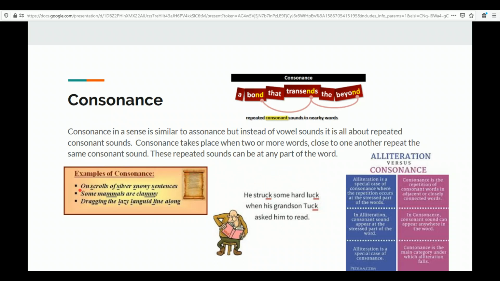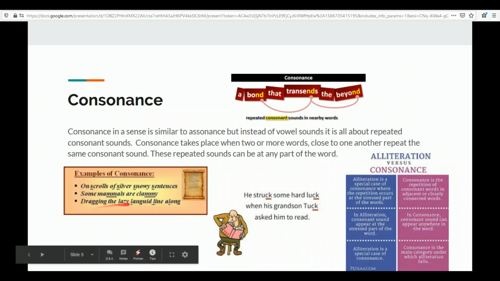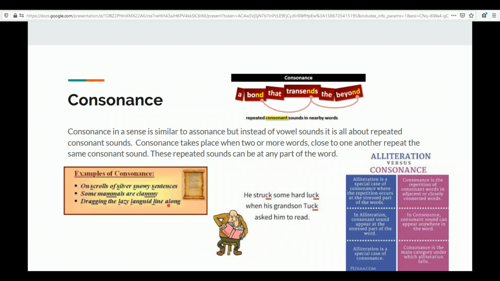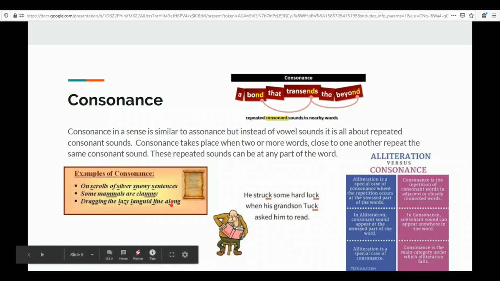It can be at the beginning of the word: on scrolls of silver, snowy sentences. That's at the beginning of the word, so it's an alliteration, but it's also consonance. But here you have: some mammals are clammy. You have that M in the middle, and M is a consonant sound that both share. And here you get lazy, languid, line, along, and the L there is inside. It's not the first letter, it's the second letter. So you can see how consonance is a bit more varied.